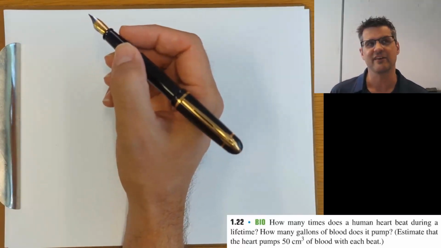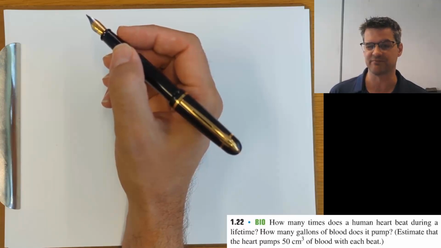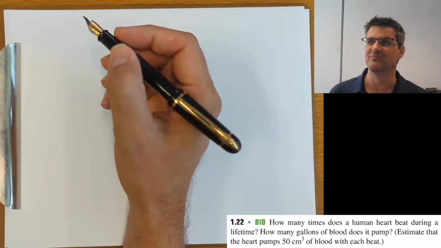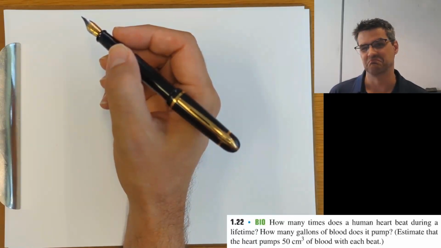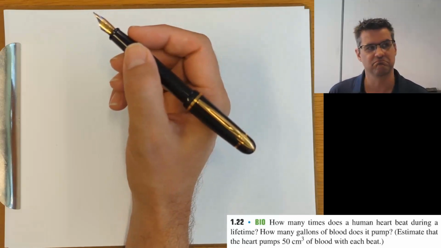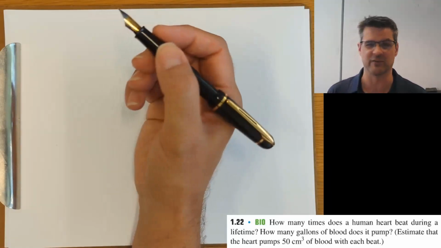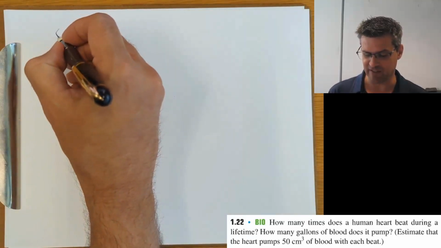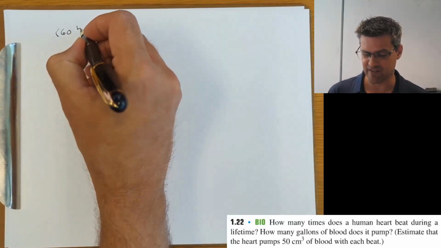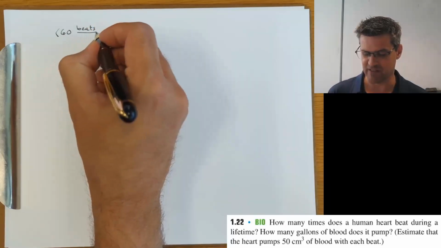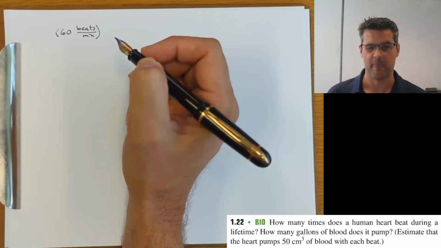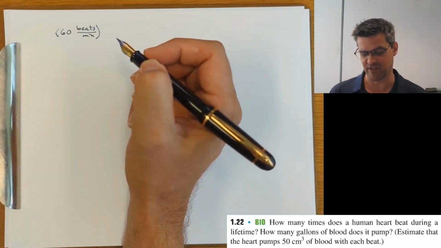Do we have a guess at how fast a person's heart beats? And I might think to myself, I don't know, dum-dum, dum-dum, dum-dum. That's like a heartbeat. Is it once per second? Maybe a little bit more than once per second? Maybe a little bit less? Yeah, I might think to myself that there are 60 beats per minute for a heart. Okay, well, that's a good place to start.